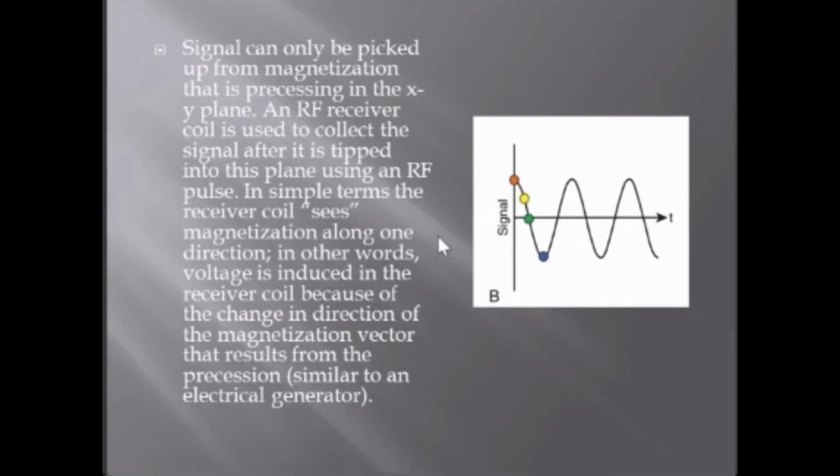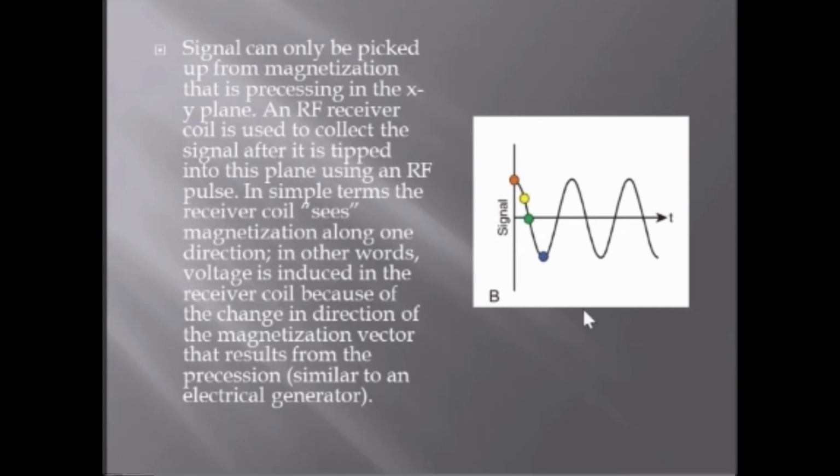Signal can only be picked up from the magnetization that is precessing in the x to y plane. A radio frequency receiver coil is used to collect the signal after the magnetization is tipped into the plane using a radio frequency pulse. In simple terms, the receiver coil sees magnetization along one direction. In other words, voltage is induced in the receiver coil because of the change in direction of the magnetization vector that results from the precession, similar to an electrical generator.